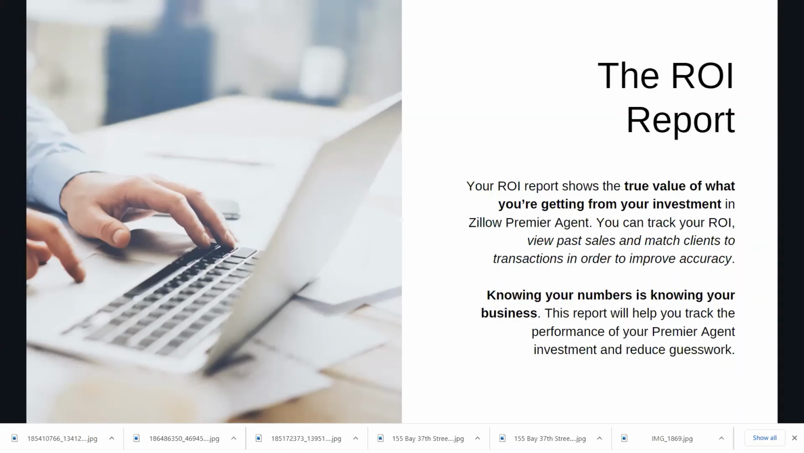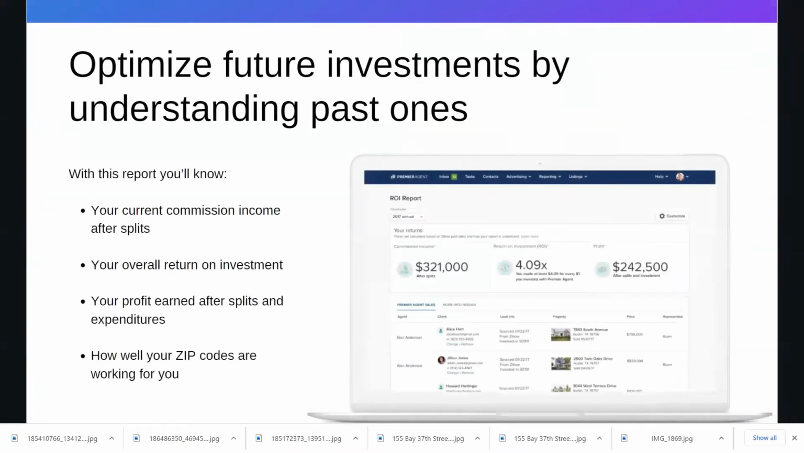Knowing your numbers is important to your business. This is going to help you track your investment and reduce any guesswork, right? You want to know for sure, is this worth it? And if it's worth it, hey, maybe you want to increase your budget or find different ways to invest. So optimize your future investments by understanding the past ones. In the report, you'll know your current commission income after your splits, your overall return on your investment, your profit earned after splits and expenditures, and how well your zip codes are working for you. That is important. How well are the zip codes you're in working for you? Because you can change them.